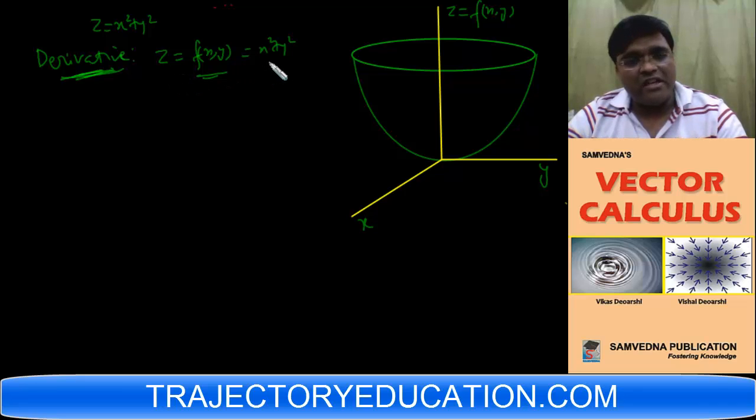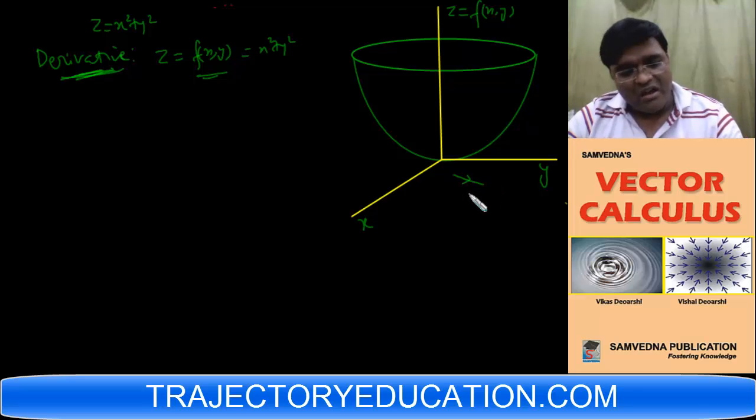So our task is to understand how z changes when I vary x and y. We saw x and y in the domain can be varied in infinitely many ways. Suppose somebody moves along this direction.